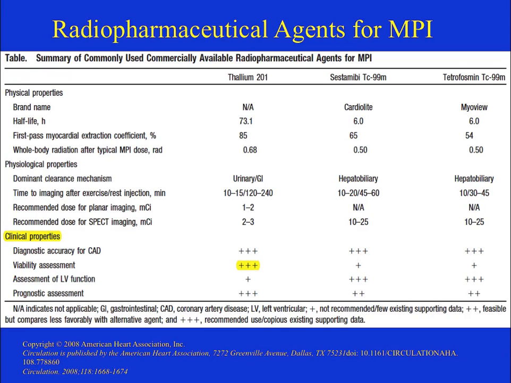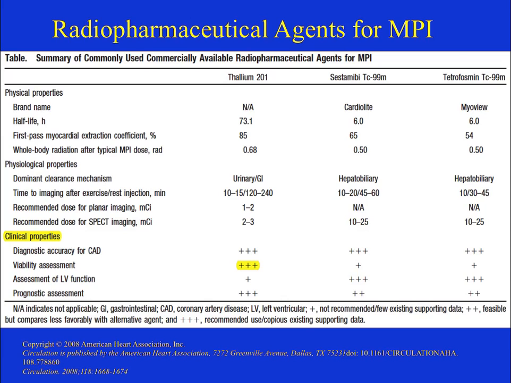Now we come to the contrast agents or dyes used for an MPI study. We call them radiopharmaceuticals because they are radioactive. There are a number of radiopharmaceutical agents for MPI, but the most important tracers are thallium, sestamibi technetium, and tetrofosmin technetium. Thallium was introduced in the 1970s, while the latter two were introduced in the 1990s. And these latter two technetium agents have better imaging quality or properties as compared to thallium.